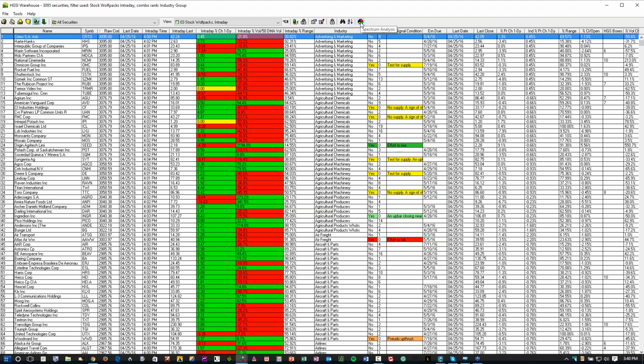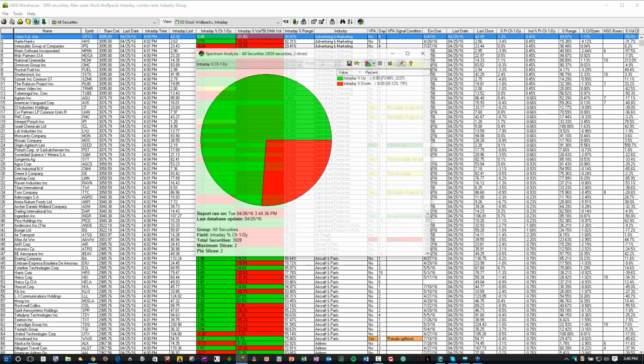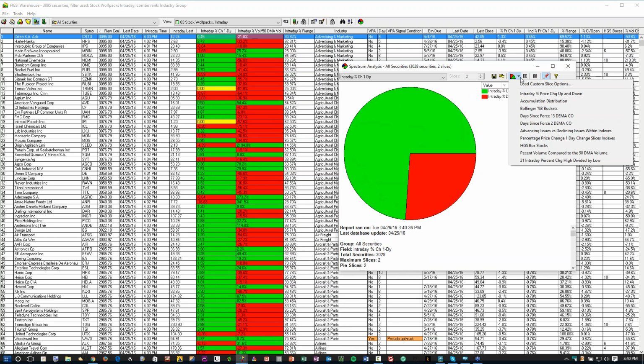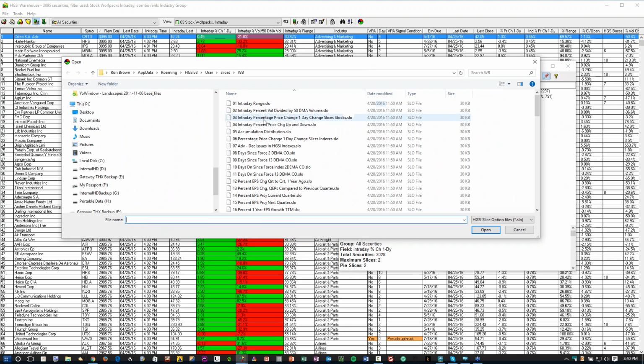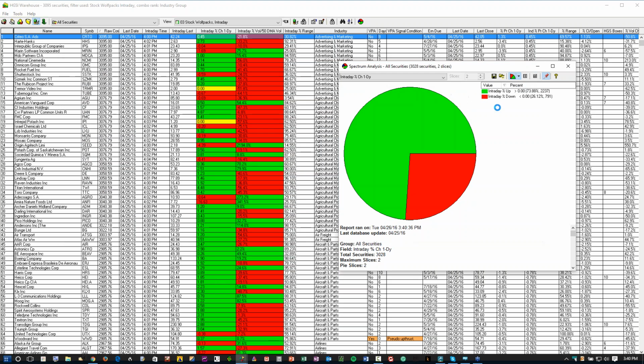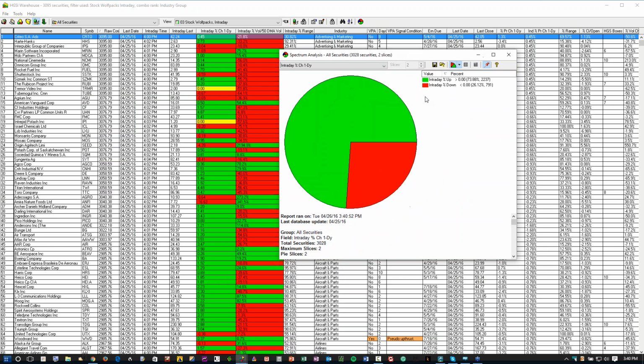Now I want to know what's happening during the day. So I bring up what we call the spectrum analyzer. On this particular view, I load a custom slice, and if you download the program, you'll have this available. Number 4 right here, the intraday percent price change up and down, gives me an immediate read on what's happening at that point in time with these 3,100 stocks. 73.88% of them were up, and only 26.12% were down. So I know that it's a strong day in the market, even though the indexes were not really reflecting that.